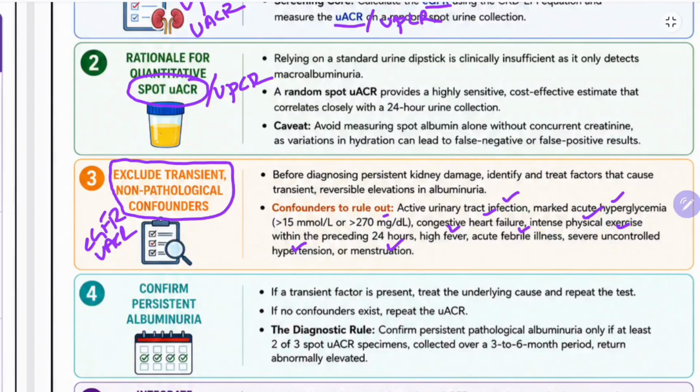So in these cases, you should not take the EGFR and UACR values, because they will be raised in these conditions. They will be raised because of these conditions, and it will be misinterpreted as diabetic kidney disease. So you should exclude these conditions: UTI, menstruation, marked hyperglycemia, intense physical exercise, congestive heart failure, fever, uncontrolled hypertension. If these conditions are not there, at that time you should take these samples.